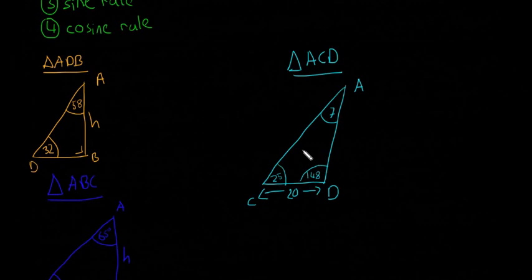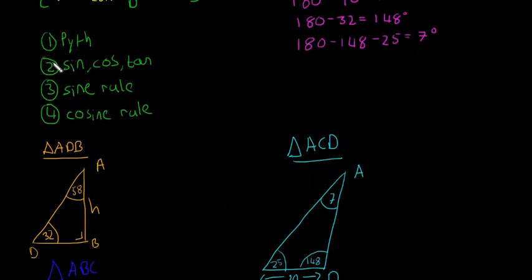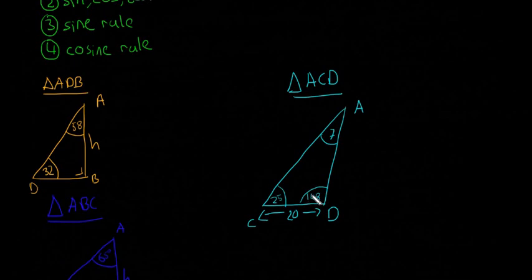So this one here, we can't use Pythagoras or sine, cos, or tan because it's not a right angle triangle, but we can use the sine rule. So finally, we're going to start doing something. So I'll go purple, and we're going to use this angle here. So I'm going to call it A, and I'll write out the sine rule. So it's a over sine of A is going to be equal to b over sine of B.